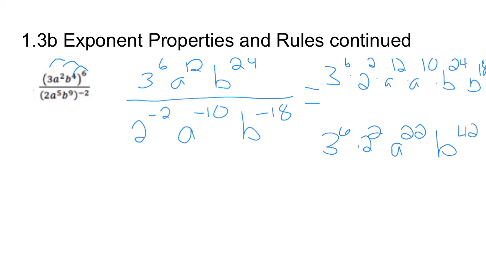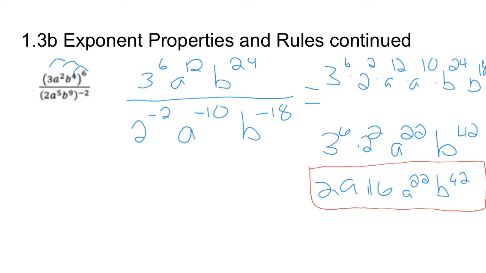The last thing on our list is to multiply that out, 3 to the 6th times 2 squared, and we'll simplify that and make our final answer. So with that calculation, that leaves us with 2,916 a to the 22nd b to the 42nd.